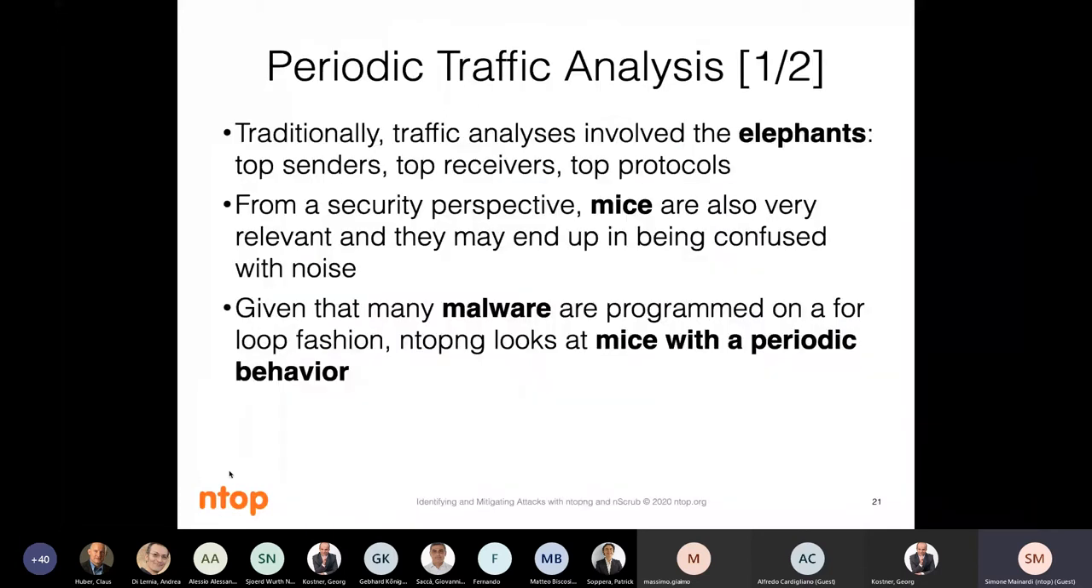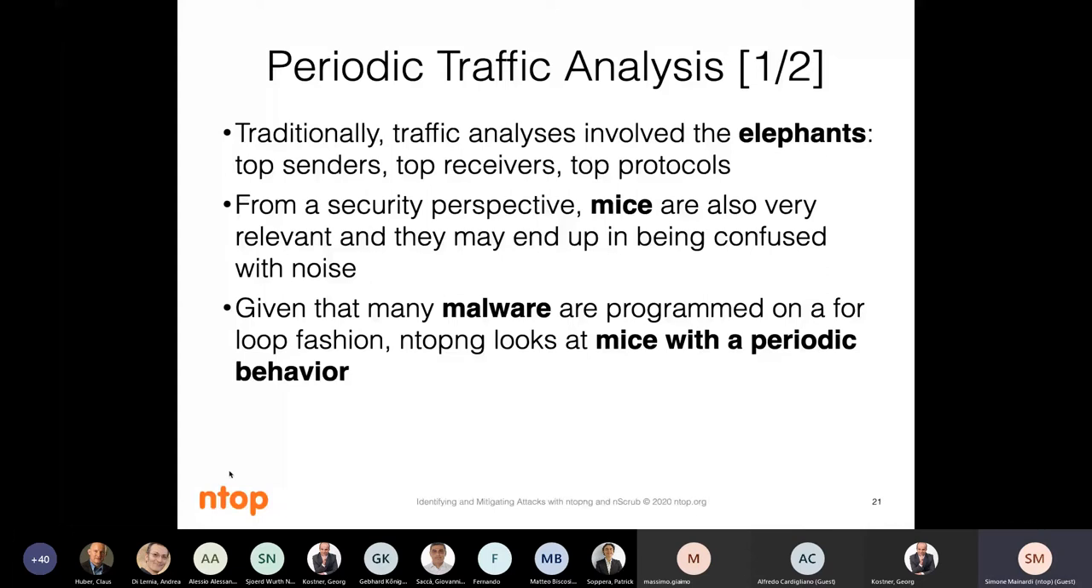And I would like now to spend a couple of slides discussing the analysis of periodic traffic. Because, you know, traditionally, traffic analysis has focused on the elephants, that is, on the top X. You want to know the top senders, the top talkers, the top protocols, top whatever. This is interesting from a traditional traffic analysis perspective. But from a security perspective, it's not that relevant to study and analyze the elephants, because typically the issues can stay in the so-called mice. The issues can stay in very small flows generating very low bandwidth periodically, and that can be easily confused and mixed with the noise.